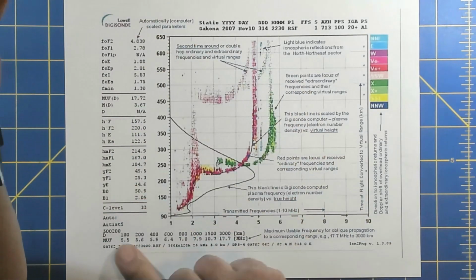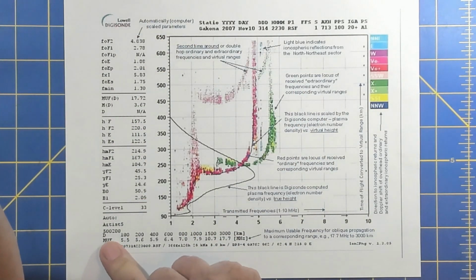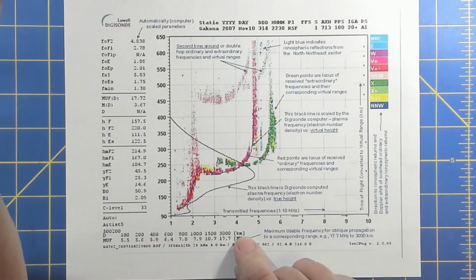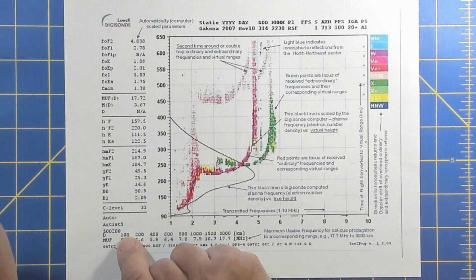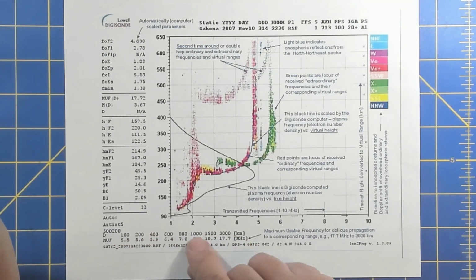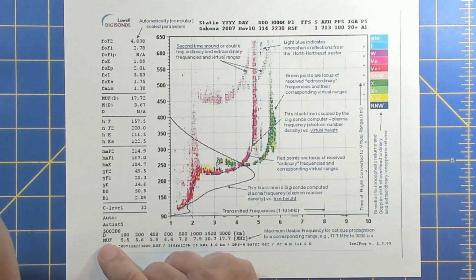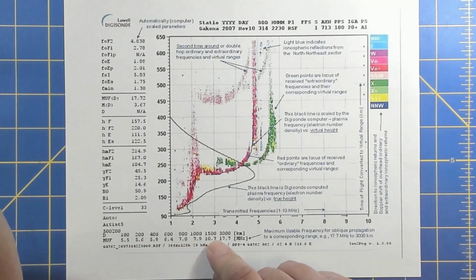Now note down here, you see this is a distance in kilometers, okay? The distance from where you are, right here, the maximum usable frequency for that distance starts out low, and as the thing refracts over a wider distance, it goes all the way up to 17.7. You could use 20 meters or possibly 17 and get out these long distances, okay?